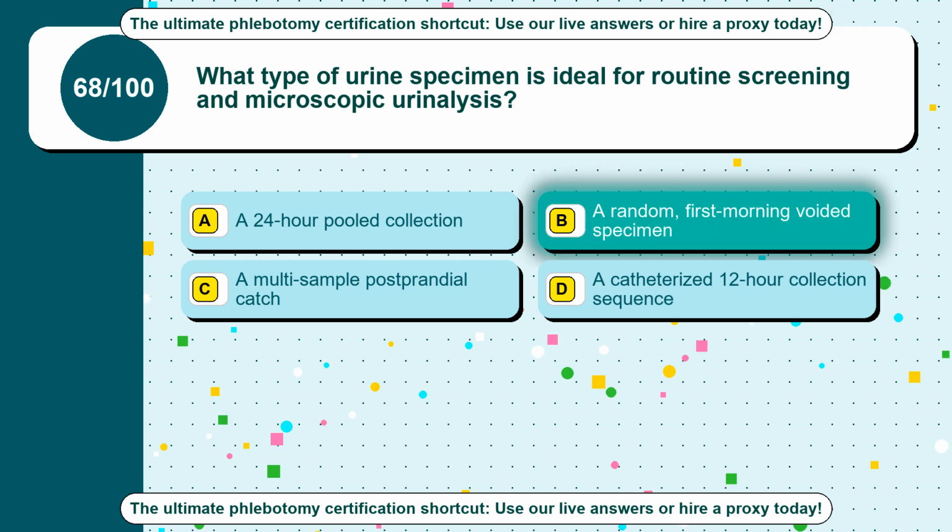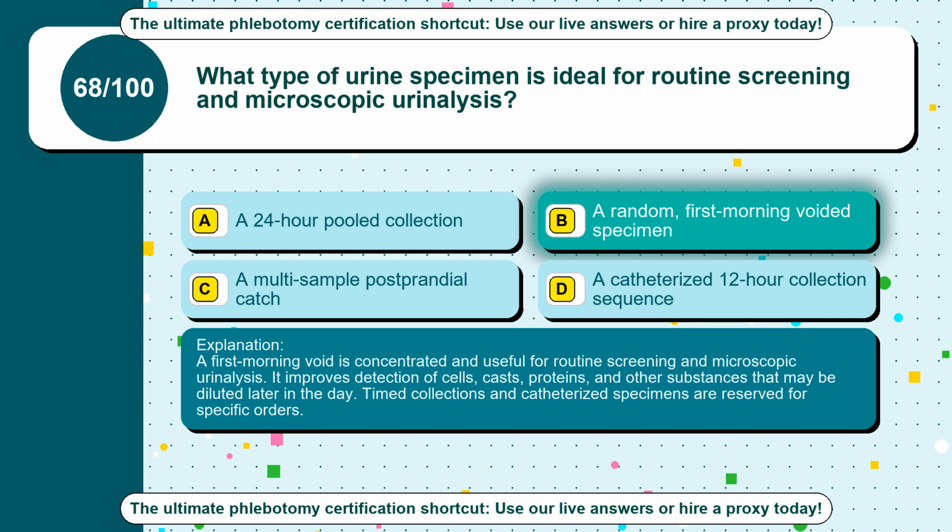The correct answer is option B. A random, first morning voided specimen. A first morning void is concentrated and useful for routine screening and microscopic urinalysis. It improves detection of cells, casts, proteins, and other substances that may be diluted later in the day. Timed collections and catheterized specimens are reserved for specific orders.